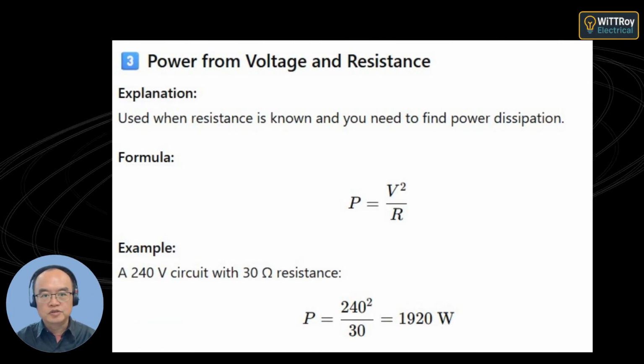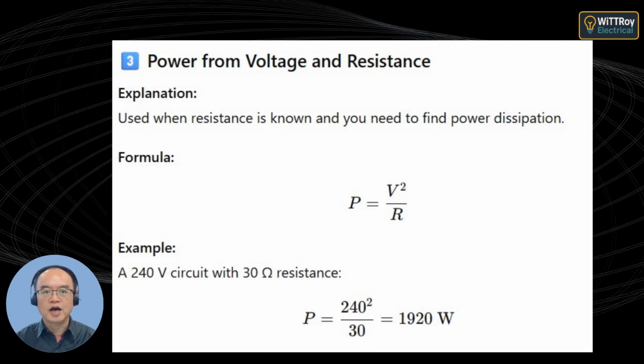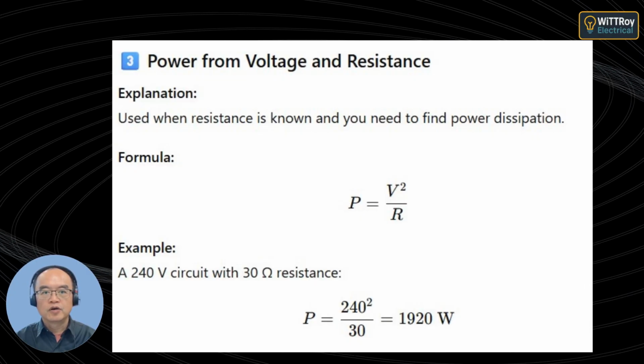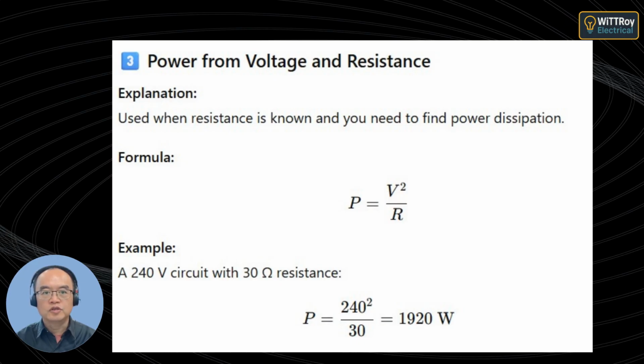If we know the resistance and the voltage, we can calculate the power used. The formula is P equals V squared divided by R. For example, with 240 volts and 30 ohms, the power is 1920 watts. This is useful for estimating heat output or energy use.